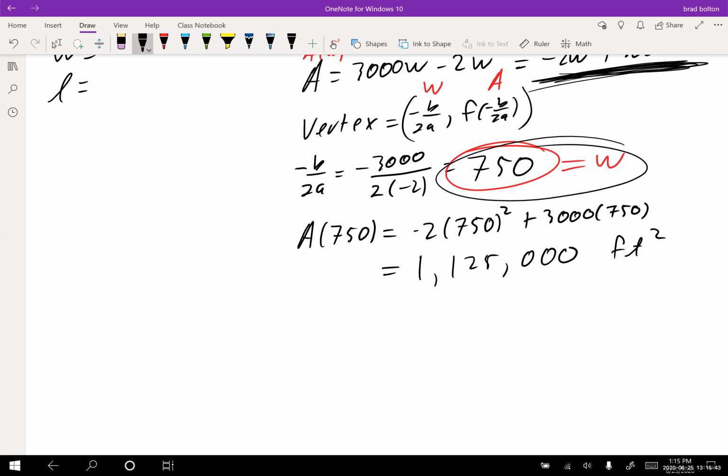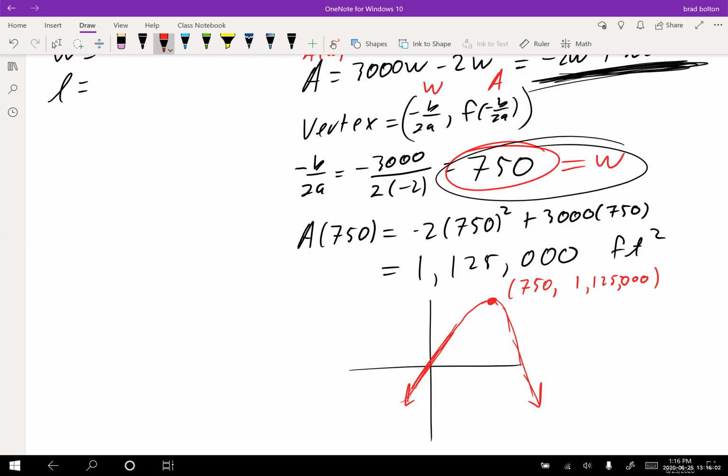And once again, remember, what you're saying is you have this parabola right here, and I don't know where it goes, but it's something like this, right? This point right here is 750, comma, 1,125,000. That is the XY coordinate, but in this case, our axes are W and A, area, because it's A of W. But it's basically X and Y, just like you're used to dealing with, okay?